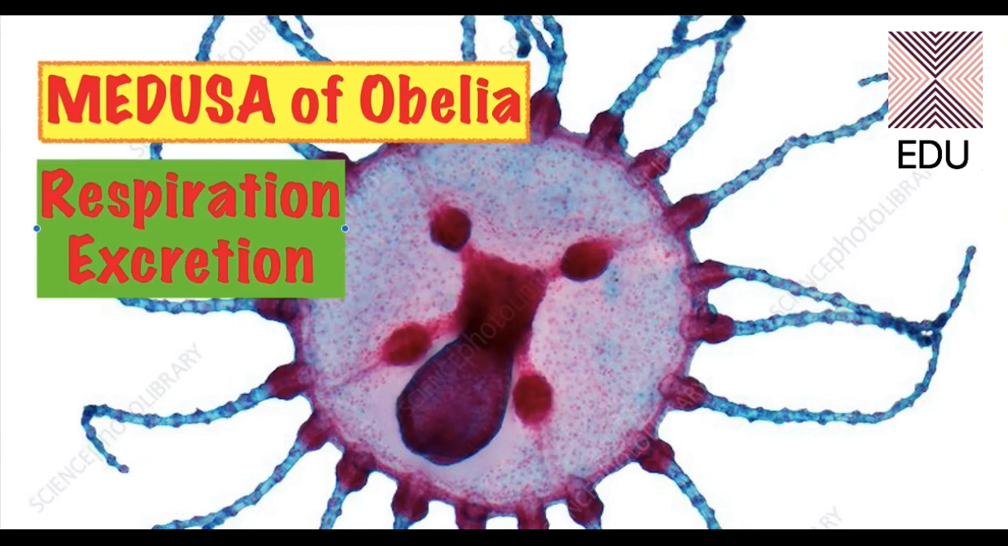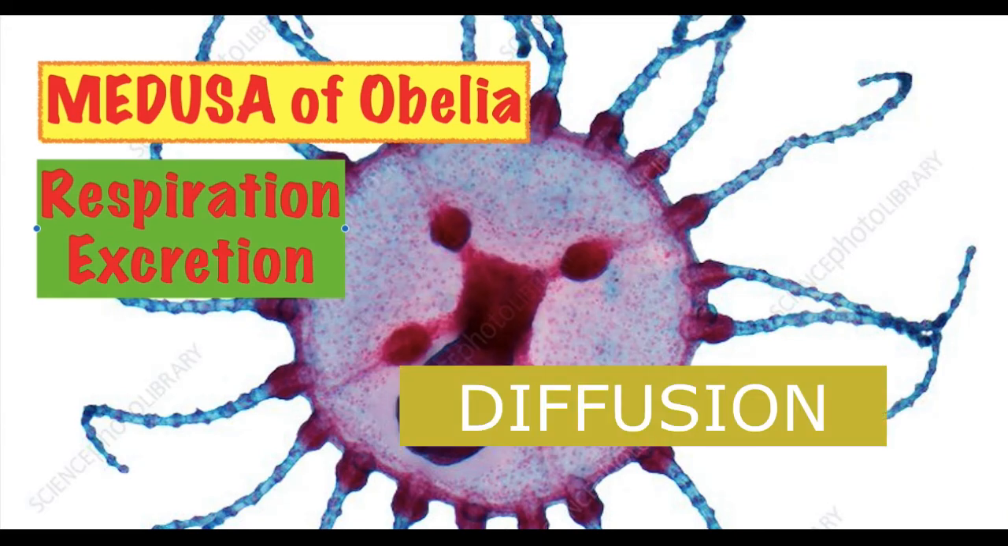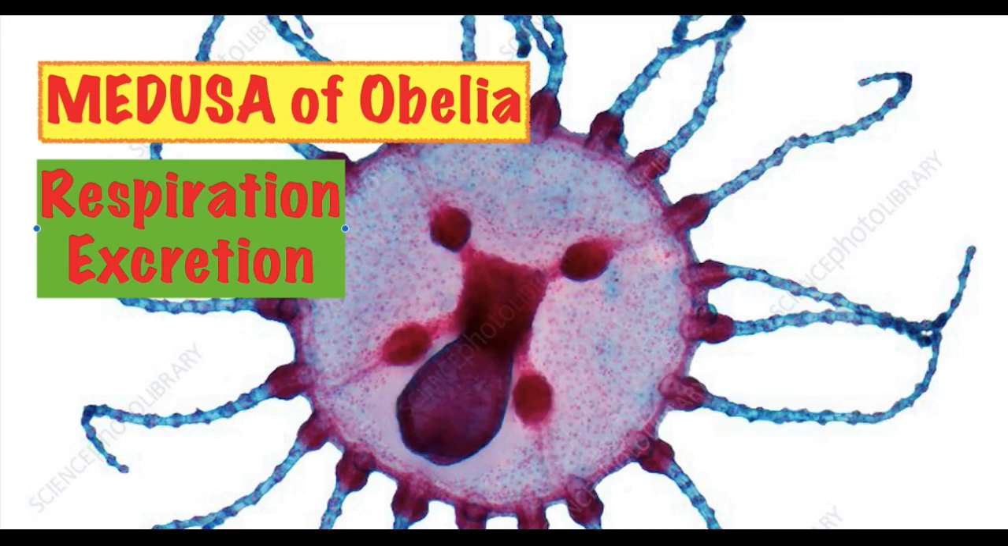If we talk about the process of respiration and excretion in case of medusa, the processes are the same as in the case of the Obelia colony. So here also diffusion acts as such as in the case of the Obelia colony. Oxygen comes in, carbon dioxide goes out, and the ammonia is given out of the body simply through diffusion.